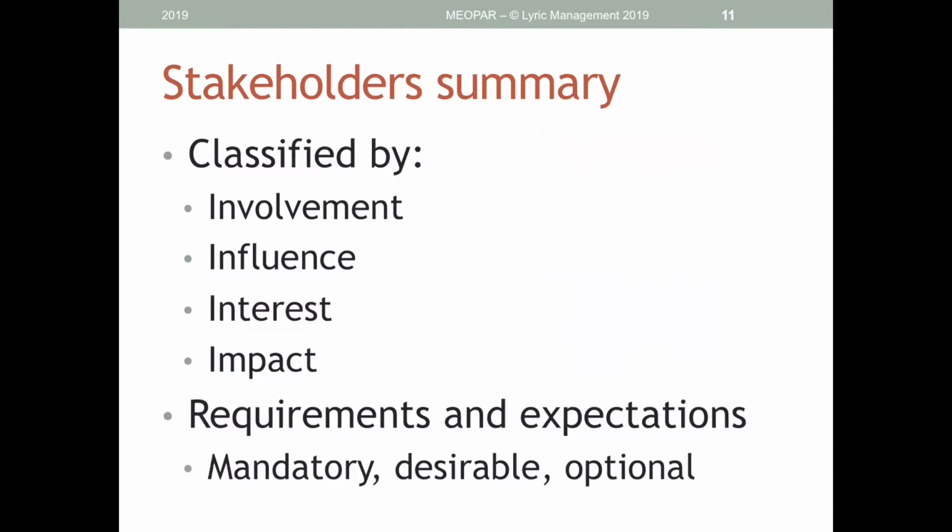So a quick summary about stakeholders. We can classify our stakeholders in one of four ways: their level of involvement, their level of influence, their level of interest, and the level of impact on them either during the execution of the work or at the completion of the project. And thinking about the impact is related to issues around change management. If we're going to be changing something about an environment, about the way people do things, we do need to think about how that's going to impact them when we develop our project and its goals and deliverables. And we need to think about the requirements and expectations of all of those stakeholders and whether those are mandatory, desirable, or optional.